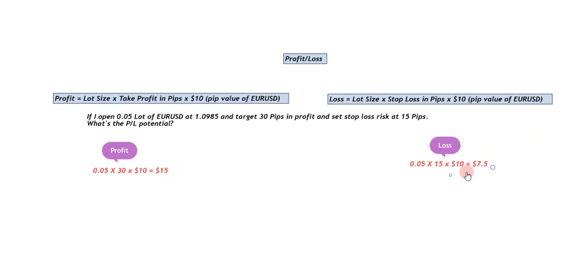But if he loses that trade, that's going to be 15 pips multiplied by 0.05 and $10, and that's going to be $7.5. So that's how profit and loss are calculated in the forex market.